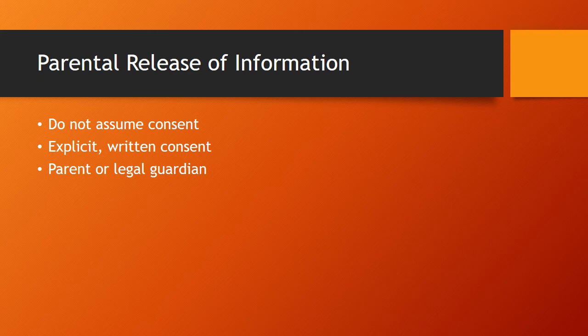Protected student data can only be disclosed with a parental release of information form. You can never assume consent, even if the parent or guardian is your best friend, your aunt, or your neighbor. In any case of disclosure, we need explicit written consent for the specific data to be released and the specific context in which it is to be released. This explicit written consent must be signed by a parent or legal guardian.